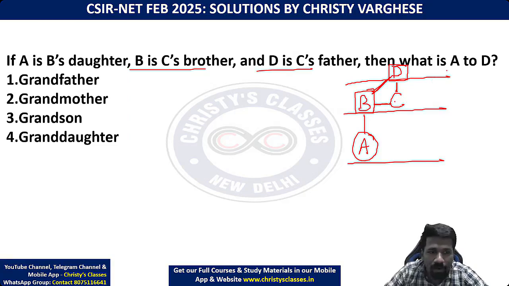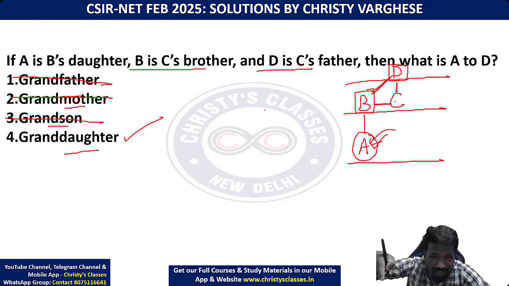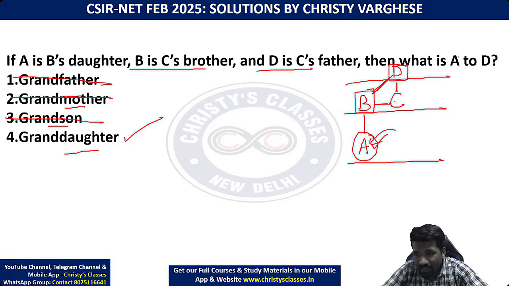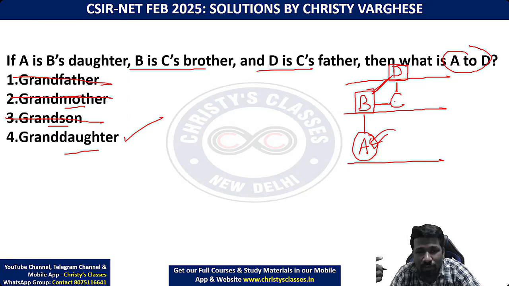Now then, what is A to D? What is A of D? Grandfather, grandmother, grandson, granddaughter. First of all, A is female, so grandson and grandfather are eliminated. Now A is in the lower generation, so clearly granddaughter makes sense, grandmother not. D is grandfather of A; A is granddaughter of D. Don't get confused with that. The question is asking A to D. D to A is grandfather, so that is the answer.